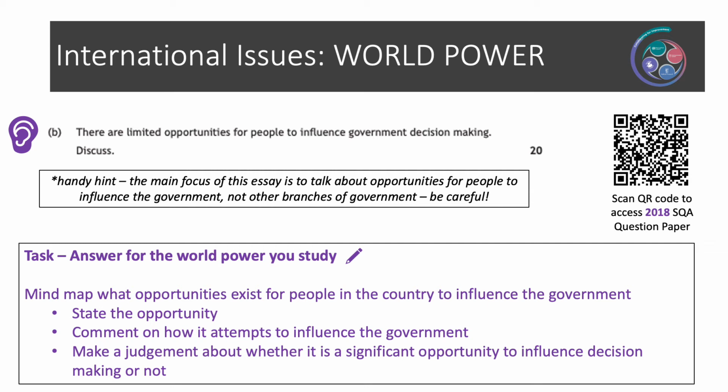There are limited opportunities for people to influence government decision-making in the USA. Discuss. There are limited opportunities for people to influence government decision-making in China. Discuss. You need to make sure that you do bring in examples from your world power throughout. Okay? Throwing the words China or USA in doesn't just count. So make sure you use the terminology: president, branches of government, constitution, whatever those terminology for the world power you've studied is.